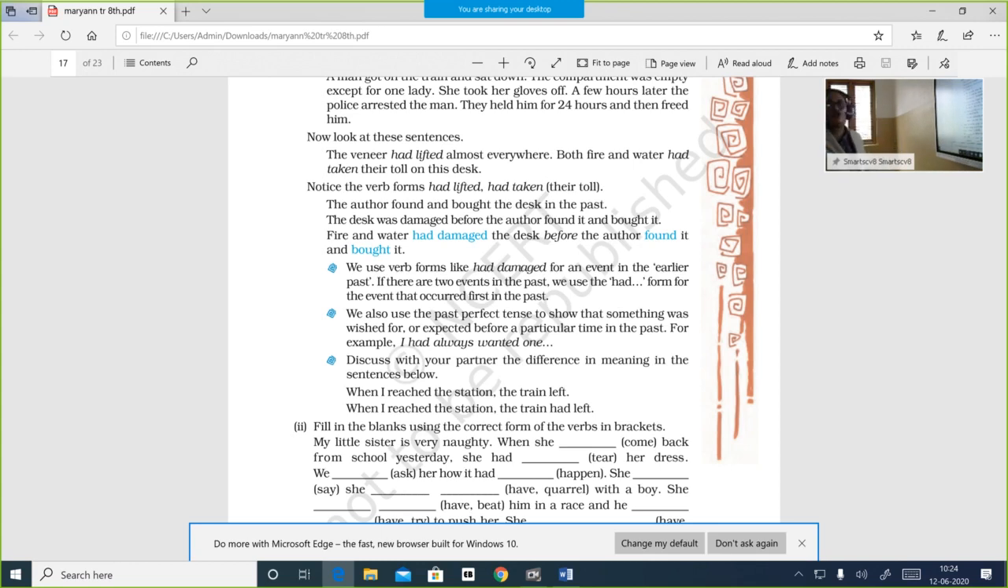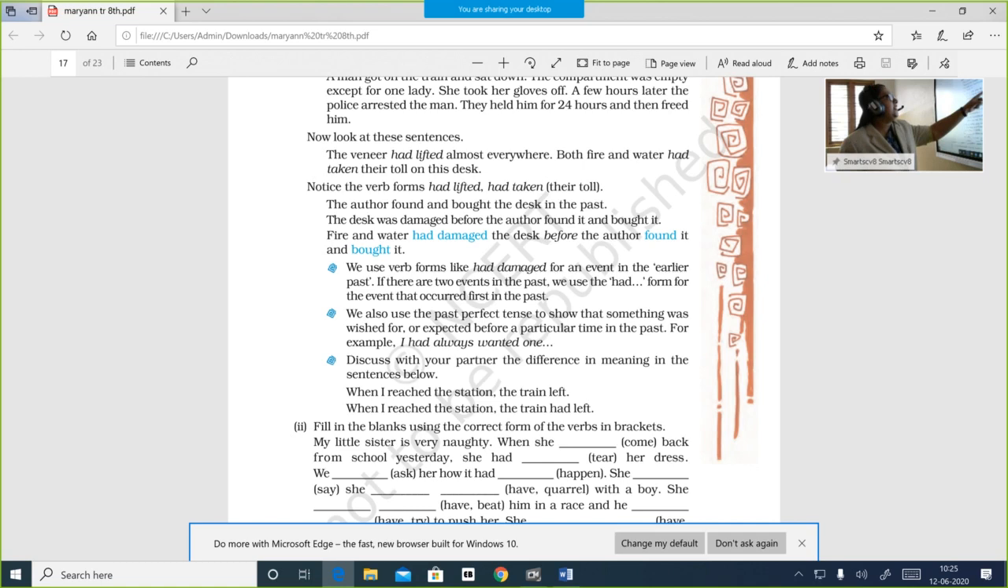Okay, finding and buying come together. He found it, he bought it. Okay, the past actions. So the earlier action gets the past perfect. And next, listen very carefully. This is the basic of grammar. We use verb forms like had damaged for an event in the earlier past. Underline earlier past, earlier past. Say in your mind, repeat in your mind: earlier past, past perfect, earlier past, past perfect.